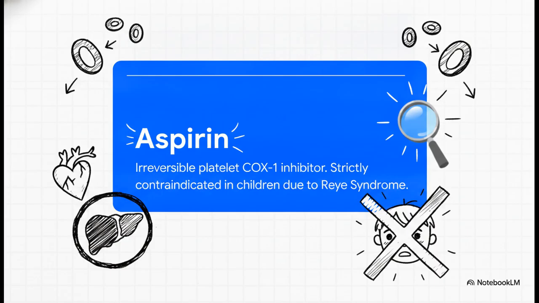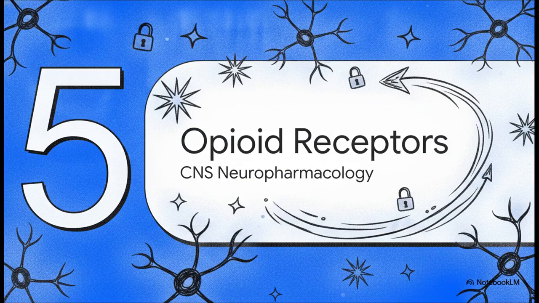But I must hammer home this strict black box contraindication. Aspirin is absolutely avoided in pediatric viral illnesses due to the risk of Reye syndrome. It's a catastrophic condition triggering acute brain dysfunction and fatty liver failure. Never forget that one.